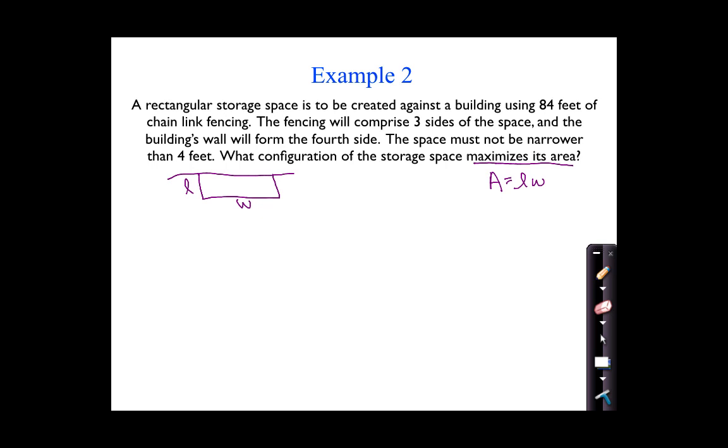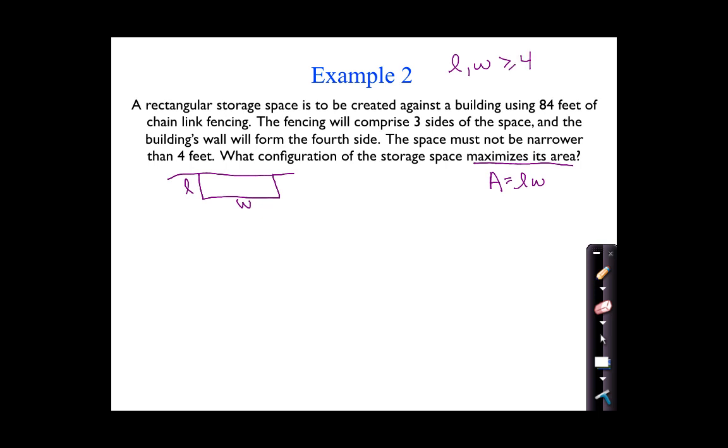Kind of like the 2a squared plus b squared. This isn't particularly useful. It's kind of a structure for a function, but we need a function of one variable. But also, like last time, L and W can't be just anything under the sun. There's some restrictions on their size, and they're related to one another also. All right, so neither one can be smaller than 4. So L and W both have to be greater than or equal to 4.